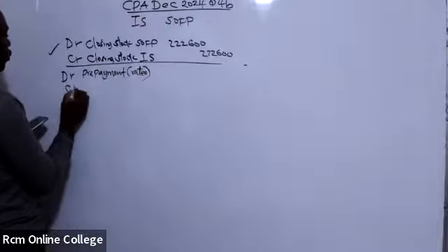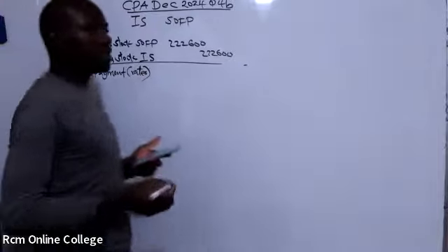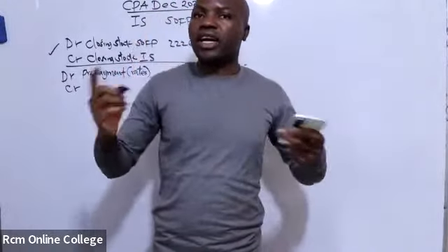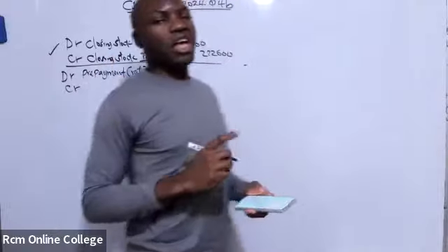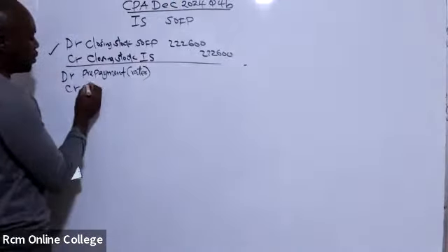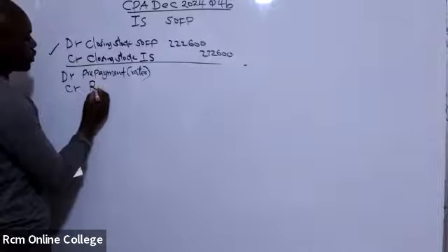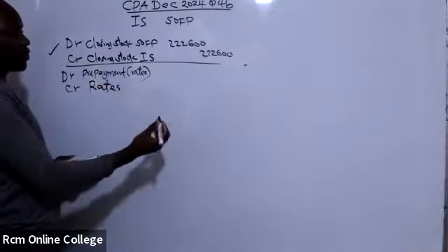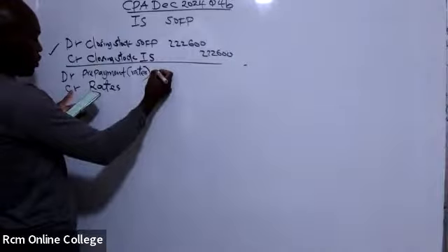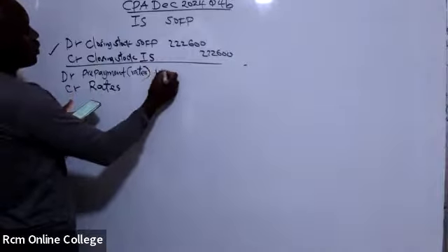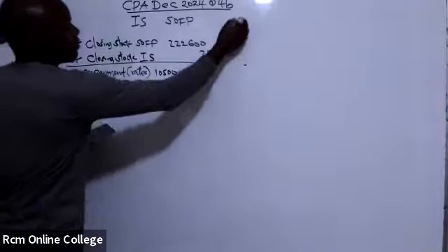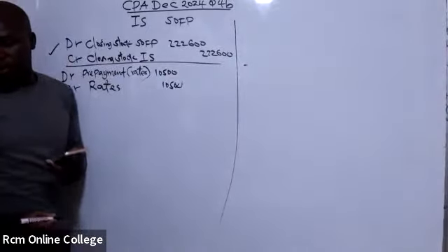Then, which account are you going to credit? Remember, the prepayment is reducing the expense account. So look at our trial balance. Do we have an existing rates account? Yes, we have the rates account. We'll be crediting the rates expense account, rates as an expense, by how much? 10,500. Good. That is what we have there.